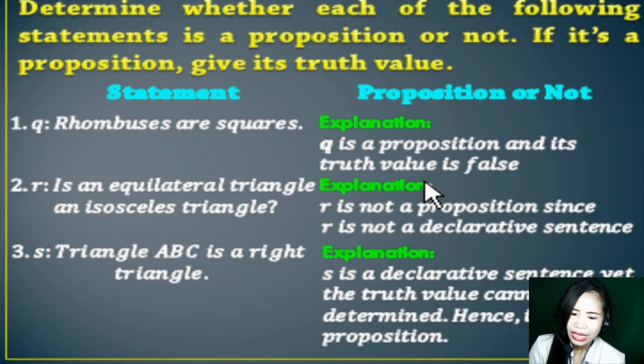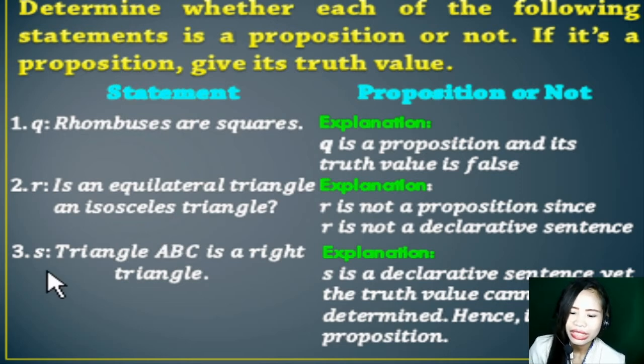Second statement, R: Is an equilateral triangle an isosceles triangle? Is it a proposition or not? Correct. This is not a proposition since R is not a declarative sentence. As you've observed in the second statement, that is an interrogative sentence, a sentence which asks a question.